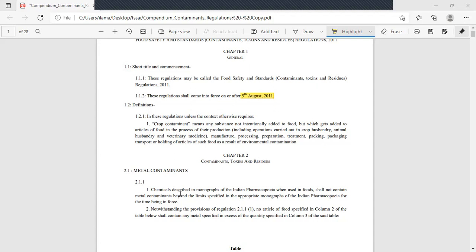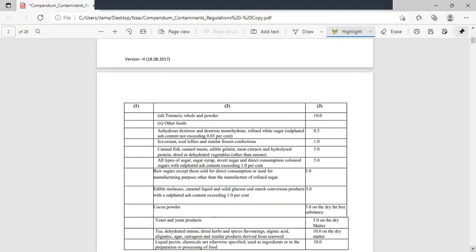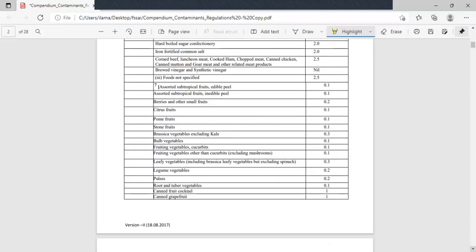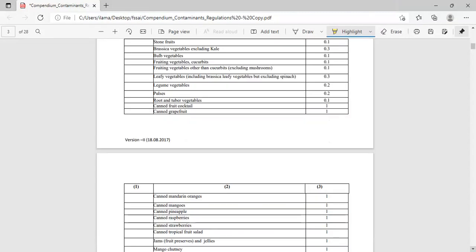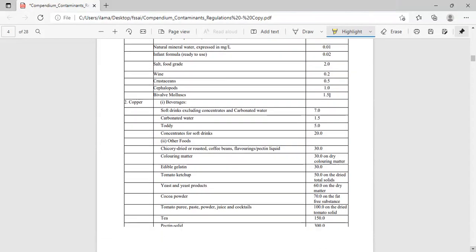Those who studied pharmacology know that the Pharmacopoeia is a website which contains most of the details relating to pharmaceutical related things. So I will post this PDF in my Telegram channel. You can download it and make a note of what the minimum permitted ppm levels of the metal contaminants are.